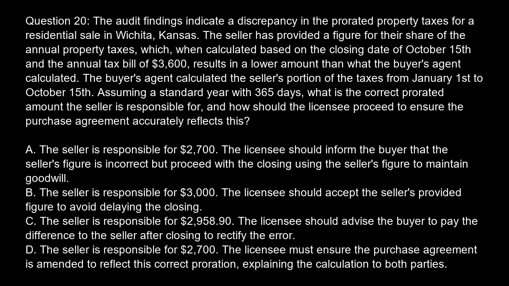Option A. The seller is responsible for $2,700. The licensee should inform the buyer that the seller's figure is incorrect, but proceed with the closing using the seller's figure to maintain goodwill. Option B. The seller is responsible for $3,000. The licensee should accept the seller's provided figure to avoid delaying the closing. Option C. The seller is responsible for $2,958.90. The licensee should advise the buyer to pay the difference to the seller after closing to rectify the error. Option D. The seller is responsible for $2,700. The licensee must ensure the purchase agreement is amended to reflect this correct proration, explaining the calculation to both parties.